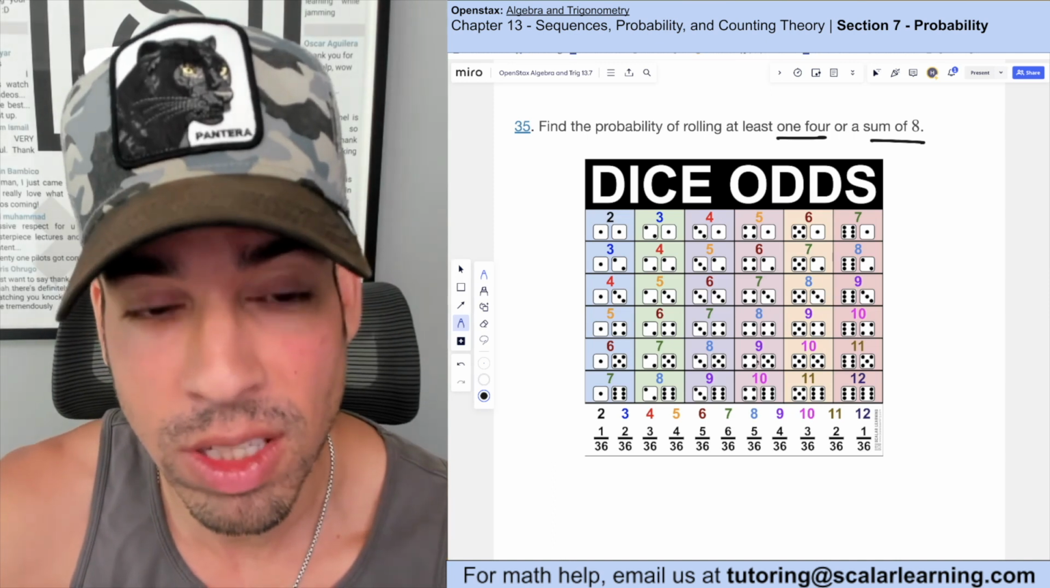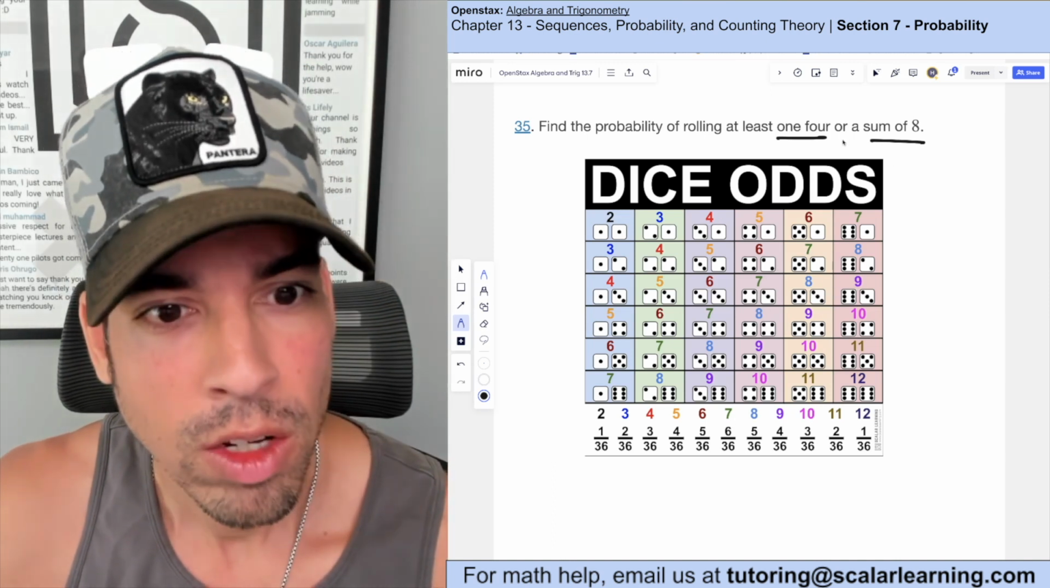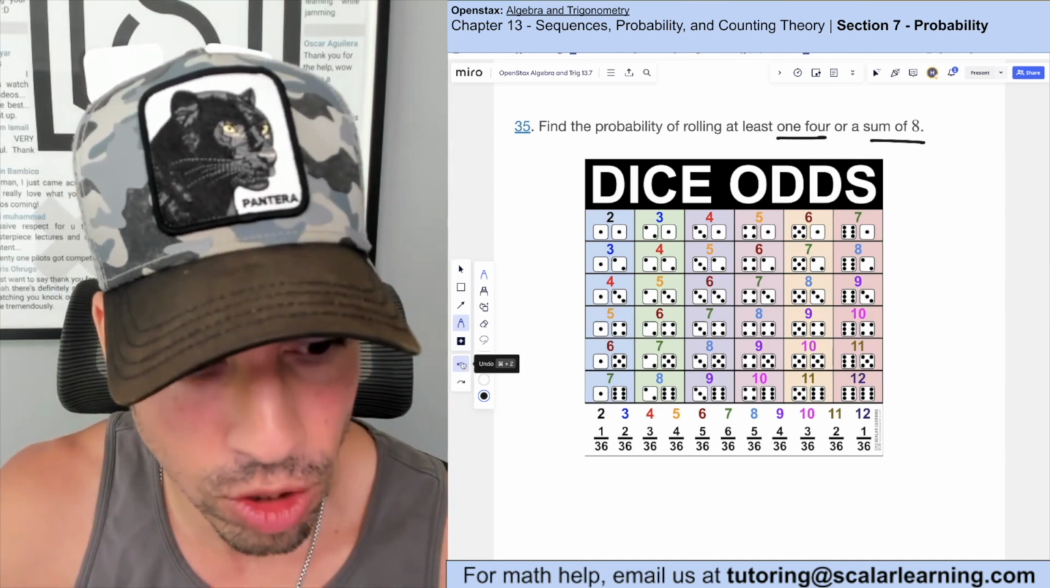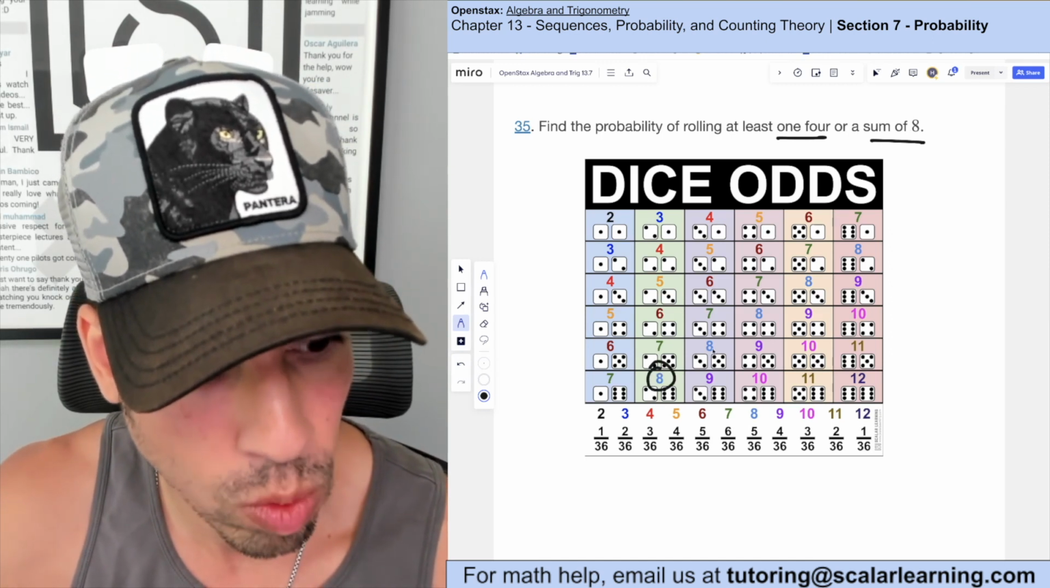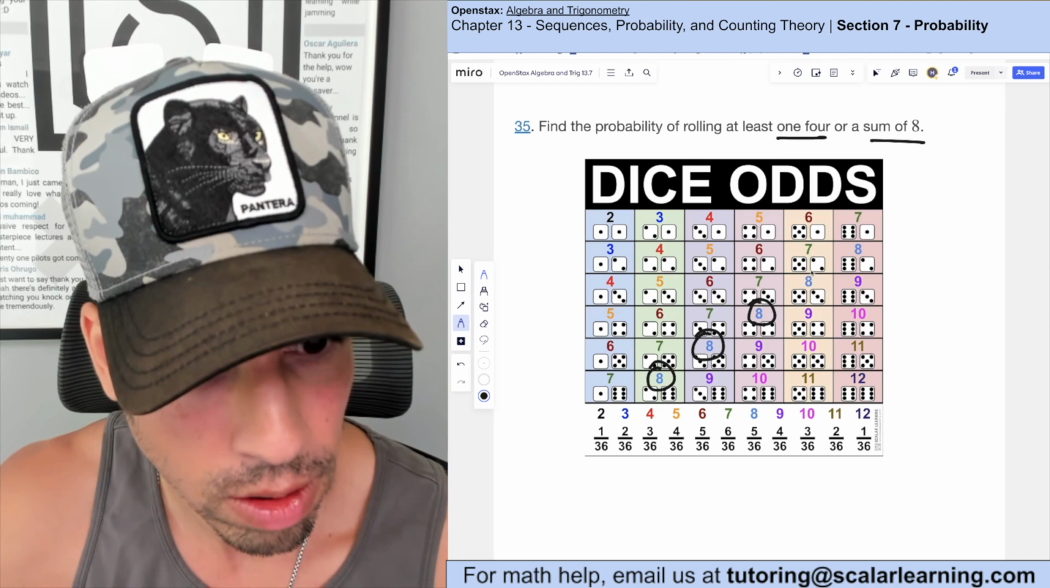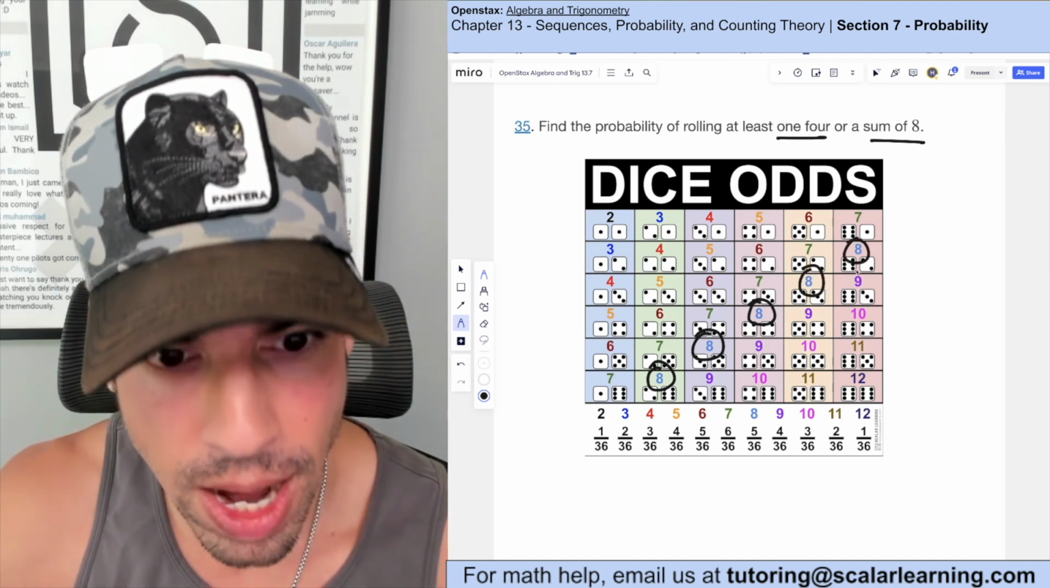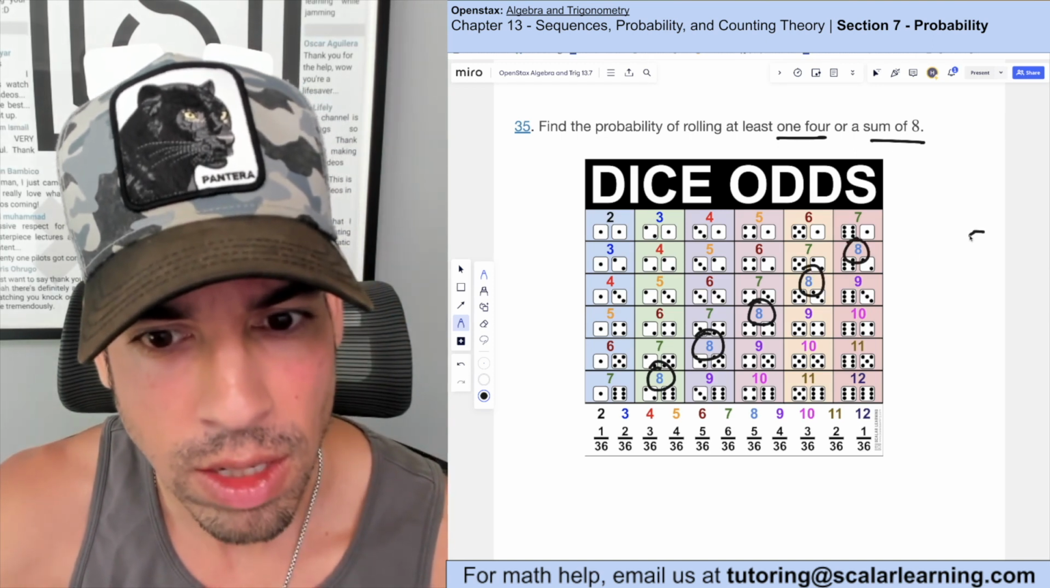Find the probability of rolling at least 1 4 or a sum of 8. Okay, so we're going to use this table to our advantage. This is pretty cool. And again, it's or, so this is going to be the union of events. So let's first figure out how many ways there are to get an 8. I see 1, 2, 3, 4, and 5. Okay, so there's 5 ways to get an 8.